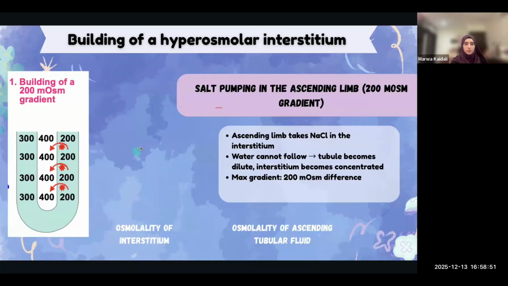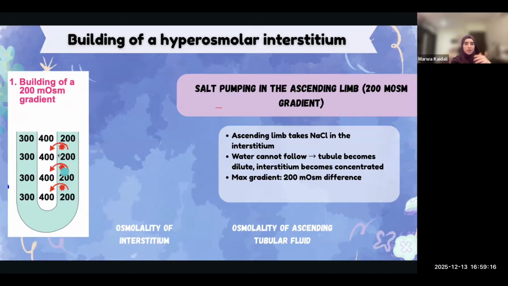Okay, step number 1, I'm going to give you just the straight facts for every step so that it sticks in your mind. So step number 1 of building a hyperosmolar interstitium is to build a gradient of 200 milliosmoles between the ascending limb and the interstitium. Okay, I'm going to repeat this. So we want to create an osmotic difference of 200 between the ascending limb and the interstitium.